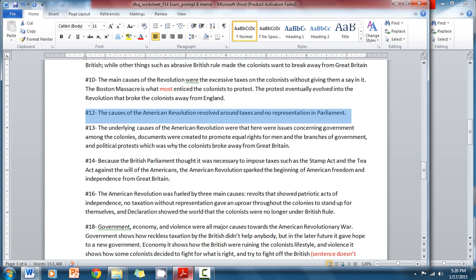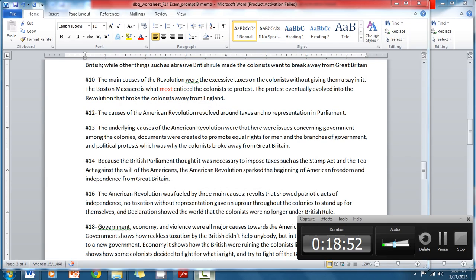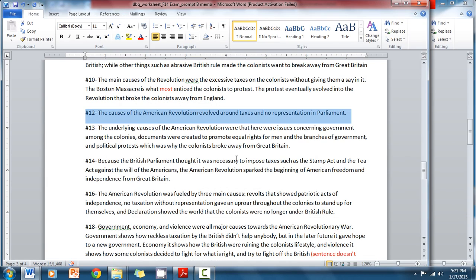Student number 12: the causes of the American Revolution revolved around taxes and no representation in Parliament. All right, great. These are only 2 causes so far: taxes and representation in Parliament. I guess if that's the only 2 things you want to talk about, that is fine. If those are the only 2 causes, I think you can roll with that.